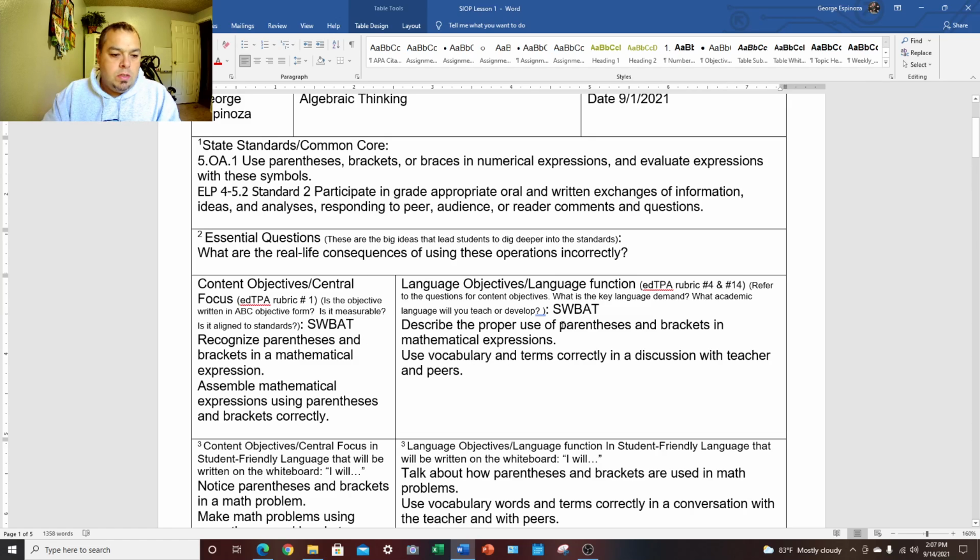And so the content objective central focus is that I want students to be able to recognize parentheses and brackets in a mathematical expression. Specifically, I want them to be able to differentiate the two and also to be able to assemble their own mathematical expressions using parentheses and brackets. And from their language objective, they will be able to describe the proper use of parentheses and brackets in mathematical expressions, and they will also be able to use vocabulary and terms in discussion with teacher and peers correctly. And I believe that speaks back to the English language standard that I selected.